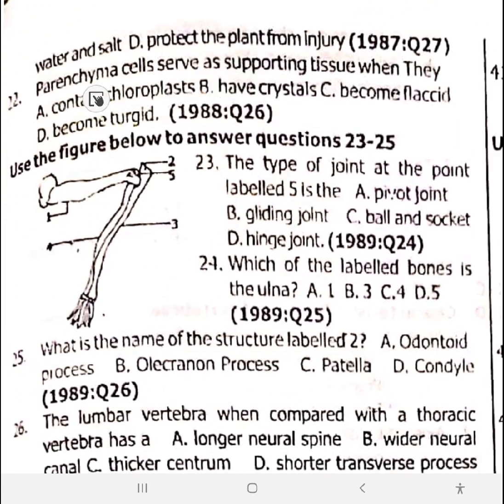Let's look for 22. Parenchyma cells serve as supporting when they are turgid. Option D. 22 is option D. When they absorb water.